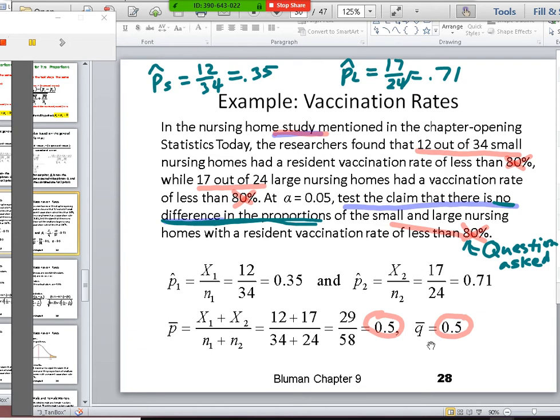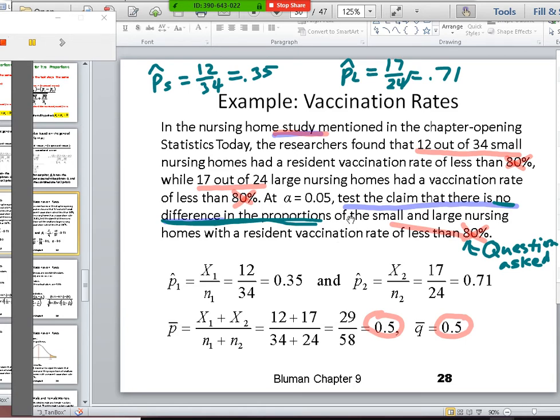All right, so that's before we even have steps. This is just the beginning part. Okay, everybody got that written down? One more minute, please. All right, so our alpha is 0.05.